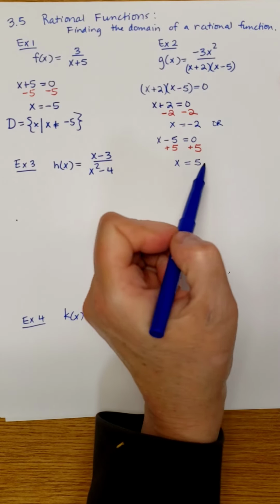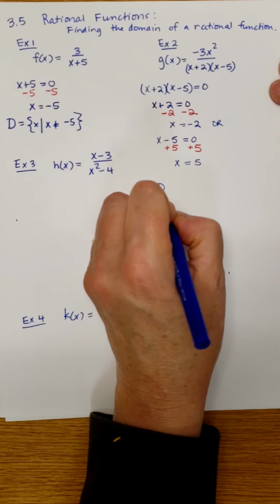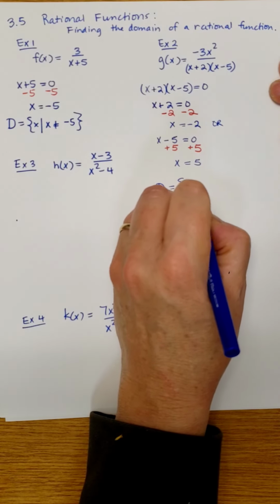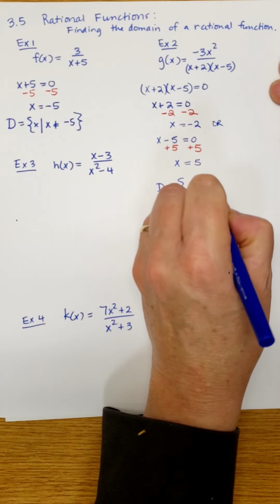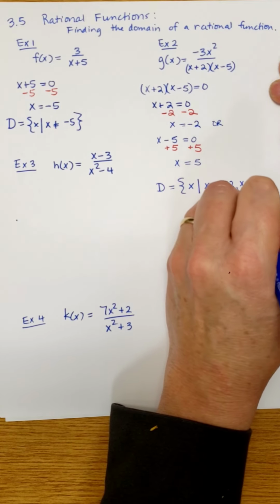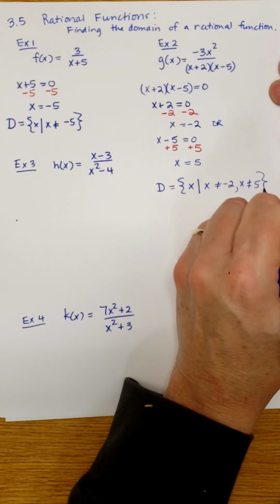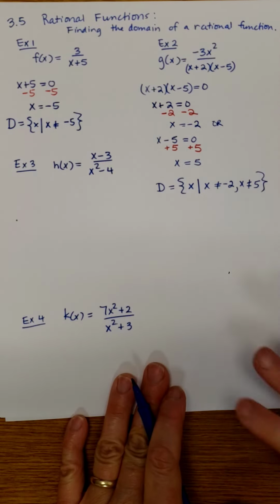So these are the 2 values that cause the denominator to equal 0. Therefore, the domain is the set of all x such that x is not equal to -2 and x is not equal to 5. All right.